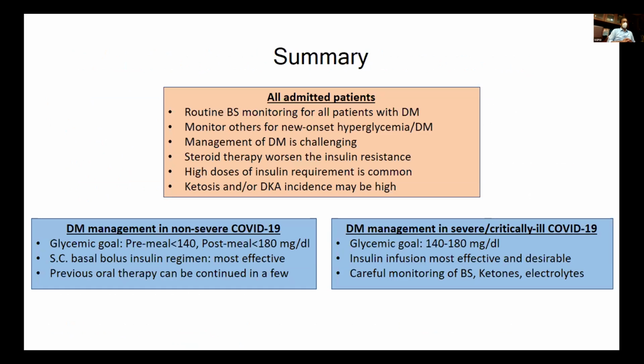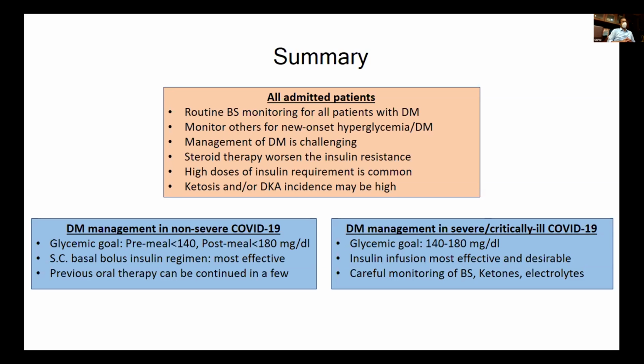And management is difficult because steroids can really worsen the insulin resistance, and this may lead to a high dose of insulin requirement. And diabetic ketosis and DKA incidence is really high. So the blood sugar target should be pre-meal less than 140 and post-meal less than 180 in the patients who are not severe and eating nicely.